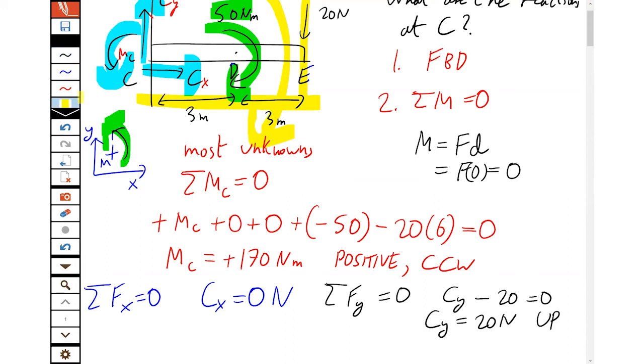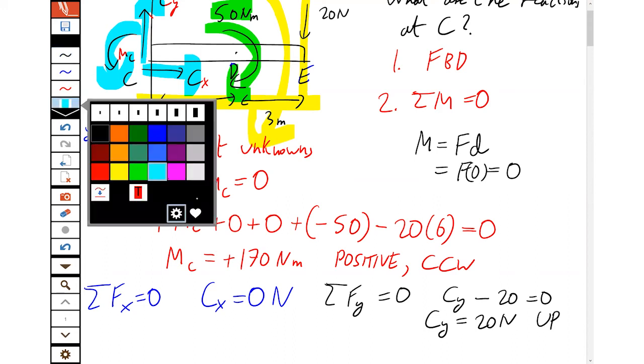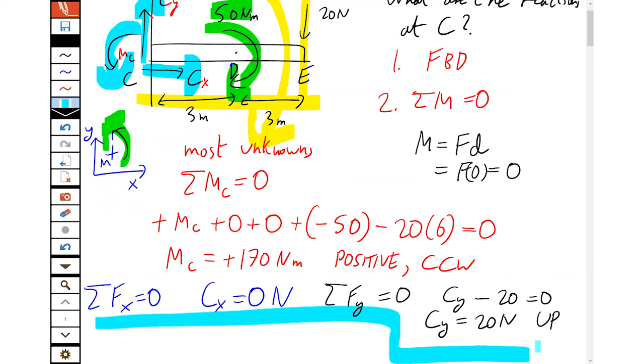Now notice, in all of these, the moment of 50 Newton meters does not apply. It doesn't do anything to the forces. Forces create moments, but moments don't travel back and create forces. So you don't have to jam them in or work them out, anything like that.